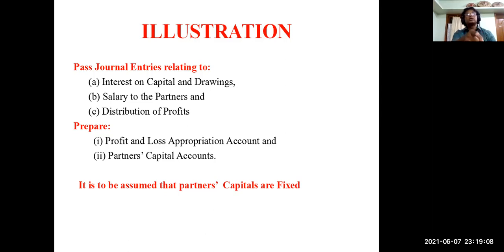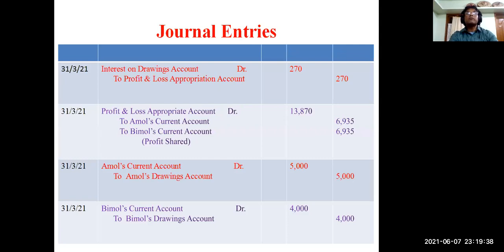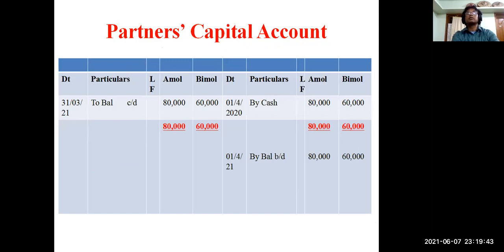But see, in the question, they have asked you to prepare journal entries relating to interest on capital, salary, and distribution of profit. That's why I have not given that entry. Otherwise, there could be one more entry, cash account debit, because they started the business with 80,000 and 60,000 on 1st April 2020. That entry would be cash account debit to Omol's capital, to Bimol's capital. But I have not given the entry because they have not asked. But in the capital account, I have given by cash, which means cash account debit to Omol's capital, to Bimol's capital.